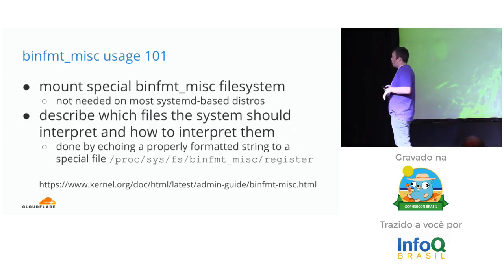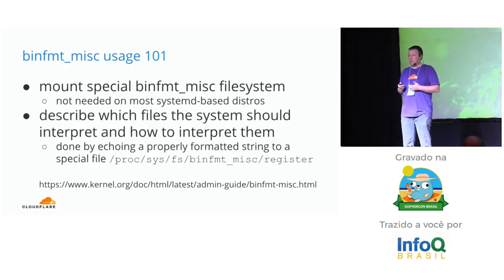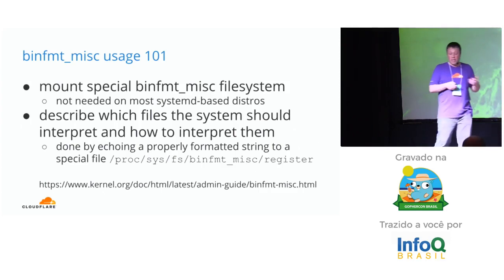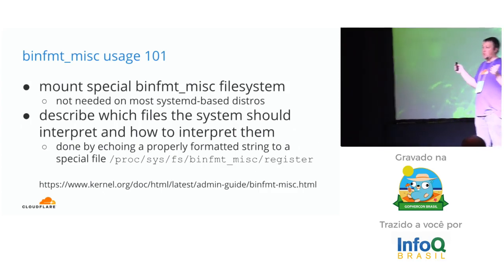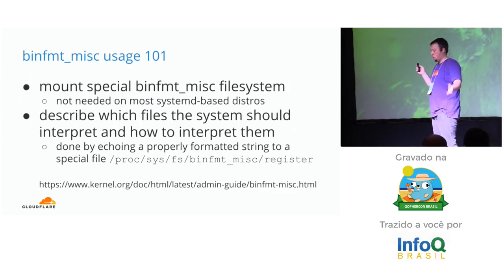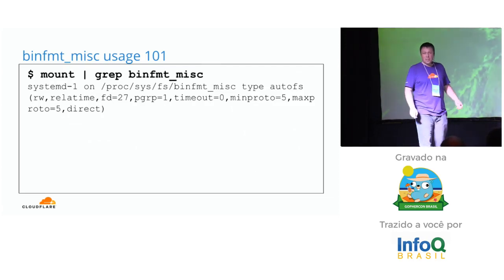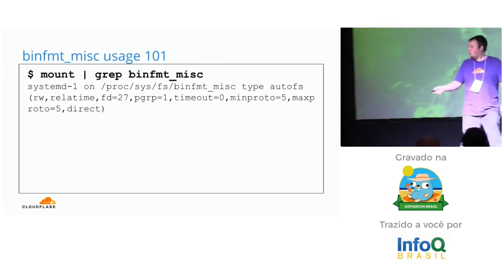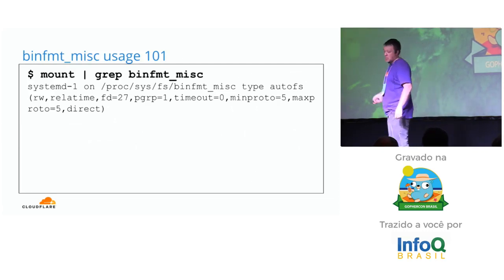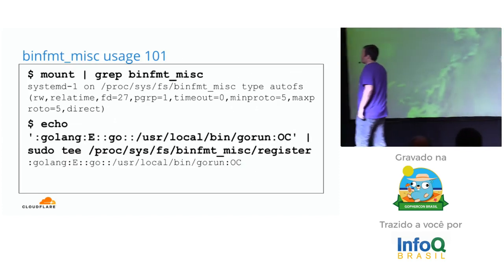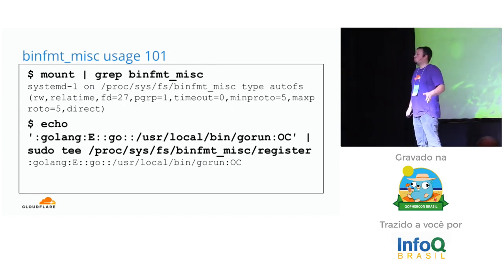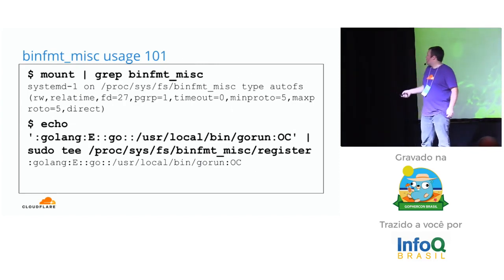That's great. And the second thing you do, you describe to the operating system which files the system should interpret and how to interpret them. The way you do that, you generate a specially formatted string and echo it to that magic file called register. So let's see an example. First, we just verify if the binfmt_misc file system is mounted. If you run this command, you will see a similar output if systemd mounted the file system for you.